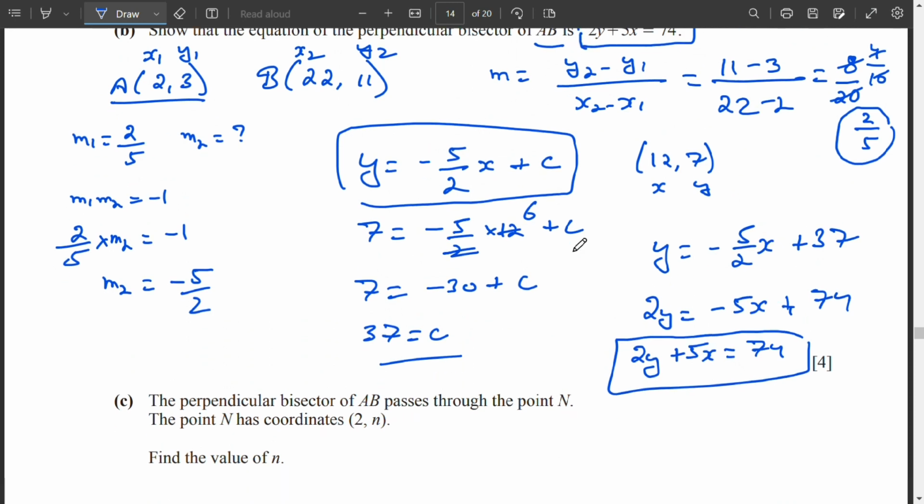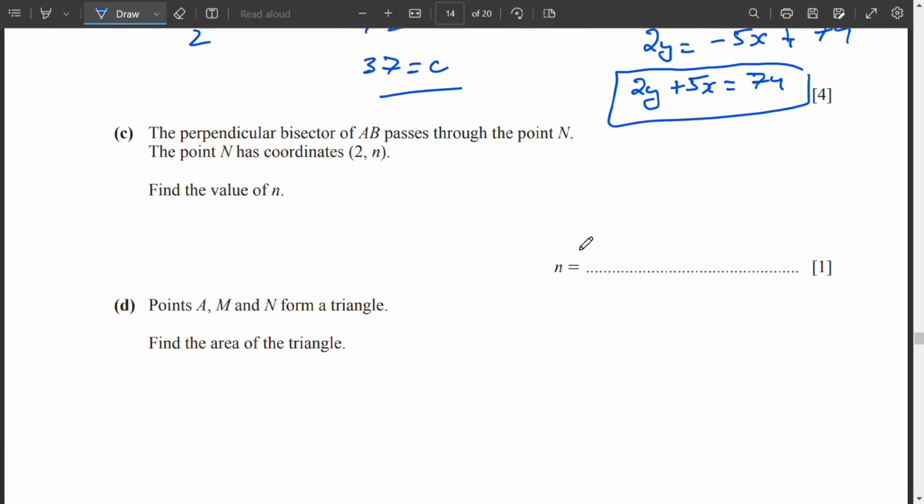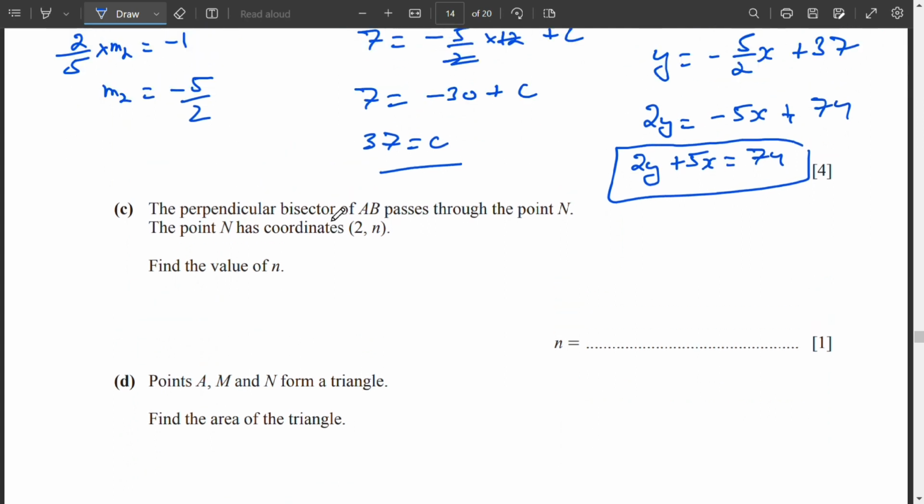Yeah, good. So now going to the C part. The perpendicular bisector of AB passes through the point N. The point N has coordinates (2, n), and find the value of n. The best part is that we have the equation of this perpendicular bisector, which is this one. So you just substitute: 2y plus 5x equals 74. It is passing through (2, n), so take x as 2, y as n. So this is 2n plus 5 times 2 equals 74.